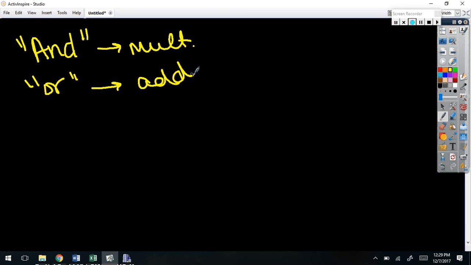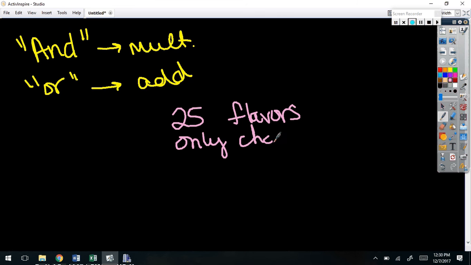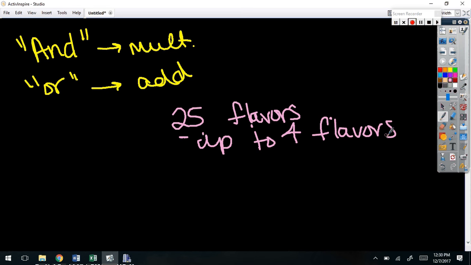Let's say we went to Sonic and they had 25 flavors. But they told you, you can choose up to 4 flavors. How many possible combinations of drinks are there if that's the scenario?